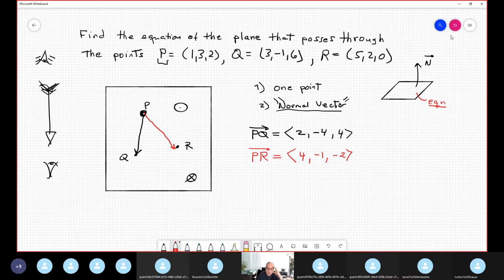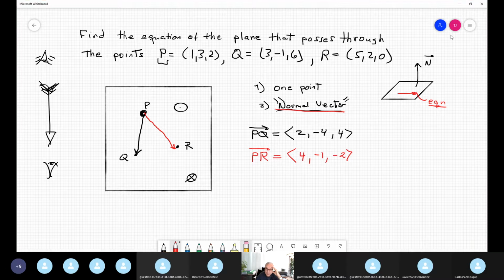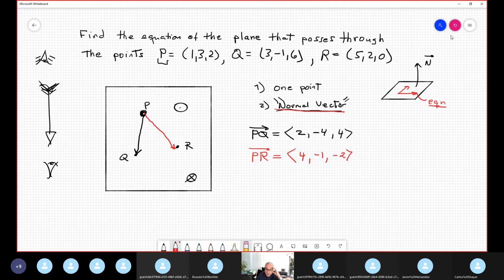But we need a normal vector. To find the normal vector, I perform a cross product, because we have one vector here, another vector here, and when you perform a cross product, you get a third vector perpendicular to the other vectors. Depending on the direction I take the cross product, maybe it's like that or maybe like that. I don't care if it's down or up. This doesn't change our equation. So we have two possibilities. In this case, I perform PQ cross product PR.